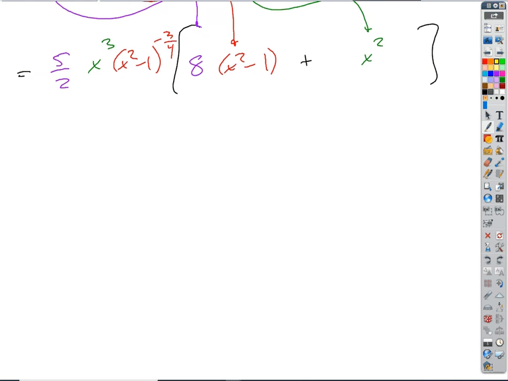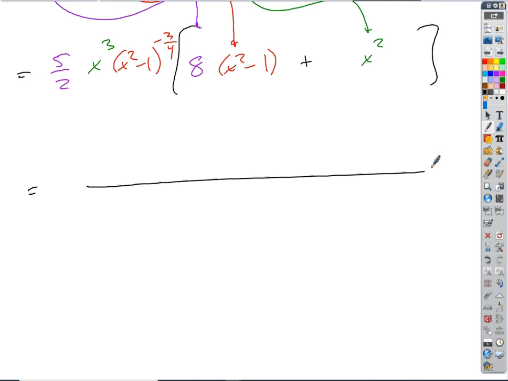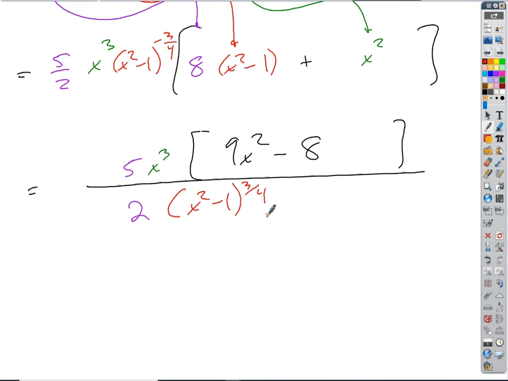Right? And so if I wanted to write this then as a rational function, we're just going to have a bunch of top stuff and a bunch of bottom stuff. Well, what gets stuck on top? I got 5x cubed. That's going to go to the bottom, isn't it? Right? And then I'm left with inside here, this stuff, which I could simplify. If I distribute the 8, I'm going to get 8x squared minus 8 plus x squared, 9x squared. Okay, and on the bottom, we're going to get my 2, and we're going to get an x squared minus 1 to the 3/4.